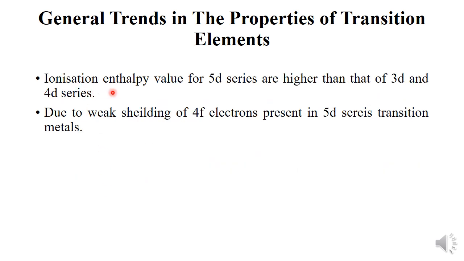Next, the ionization enthalpy values for the 5d series are higher than those of the 3d and the 4d series. The ionization enthalpy of the 5d series will always be, compared to 3d and 4d, what? It will be higher. Why? Because in the case of the 5d series there is involvement of the 4f orbitals. Electrons fill up the 4f orbitals, and the shielding power of these 4f electrons is very weak. So due to the weak shielding of these 4f electrons present in the 5d series transition elements, the ionization enthalpy will be very high.